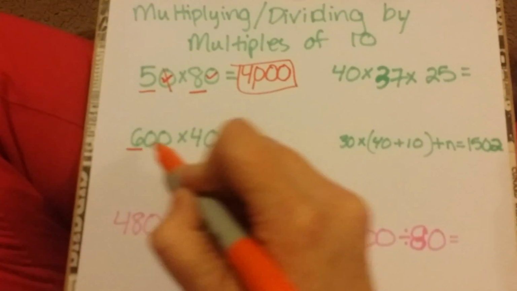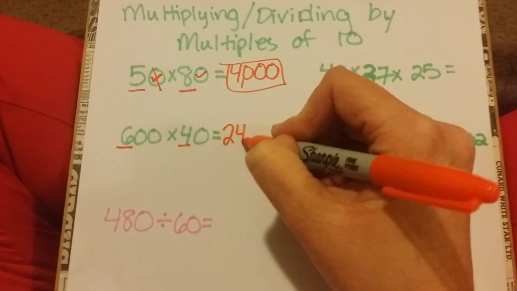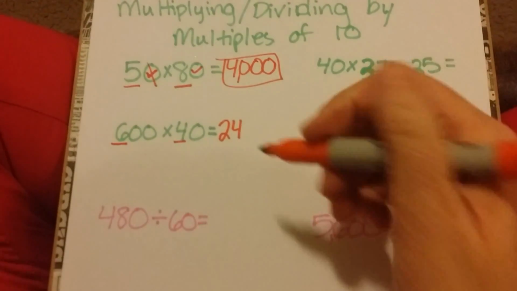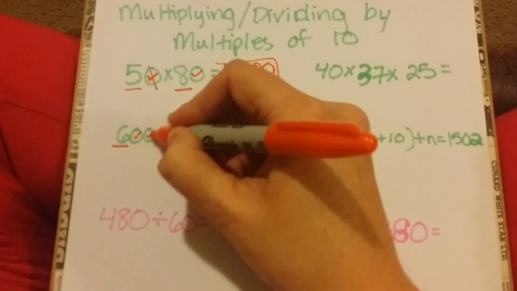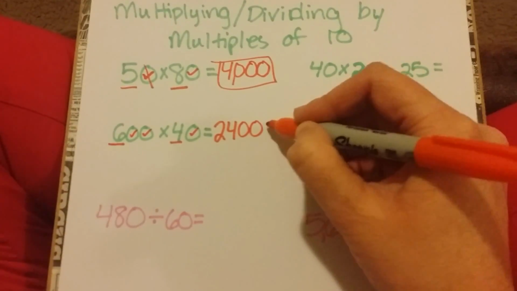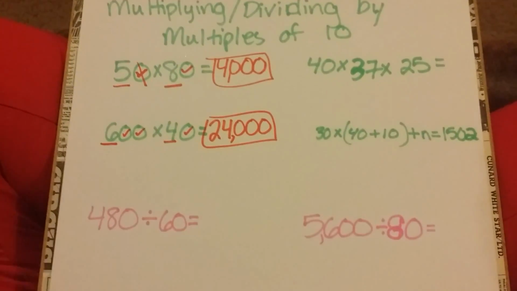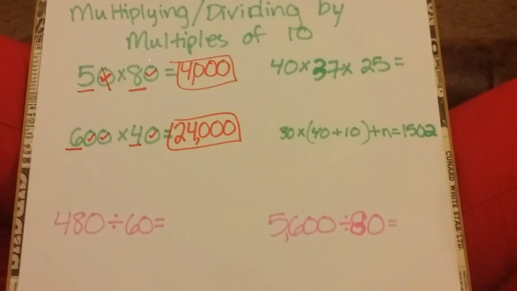Again, you're looking at the 6 and the 4. 6 times 4 is 24. And when you're multiplying, you want your numbers to get bigger. So you have 1 zero, 2 zeros, 3 zeros, 1 zero, 2 zeros, 3 zeros. And that's your answer.